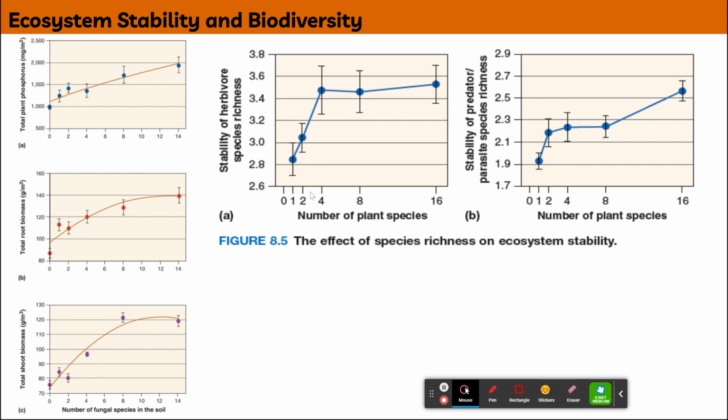This is also showing you the stability of herbivores as well as the stability of the predator parasite species richness in an ecosystem when you have higher plant species. So the stability of herbivores increases as you have more plant species. Remember, herbivores only eat plants, so you're going to have a more stable herbivore population, your primary consumers, if you have a wide variety of plant species to eat.